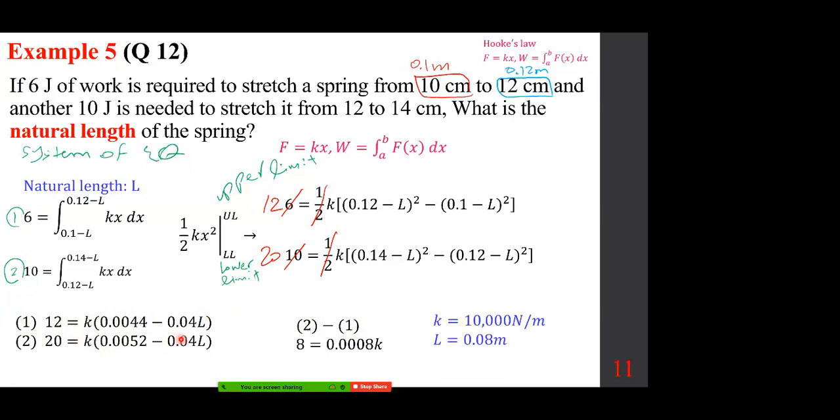Okay. What about the length? The natural length becomes 0.08 meters. So there are a couple of steps missing in between. I'm leaving them for you to handle. All right, let's look at a couple more examples quickly.